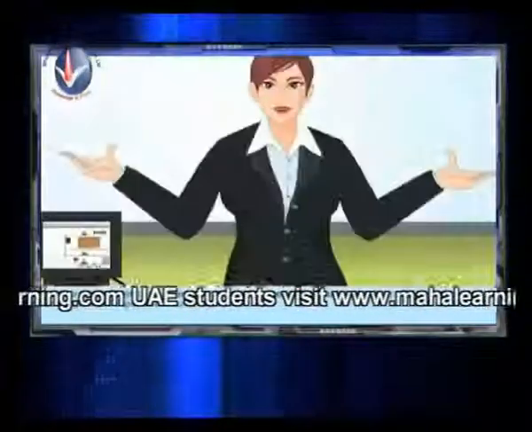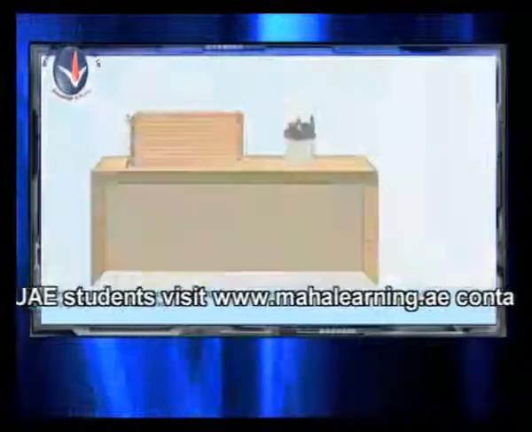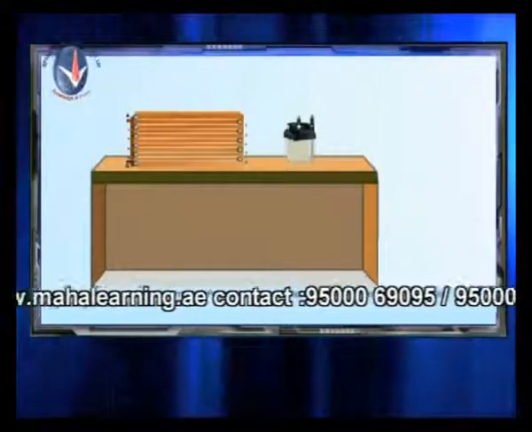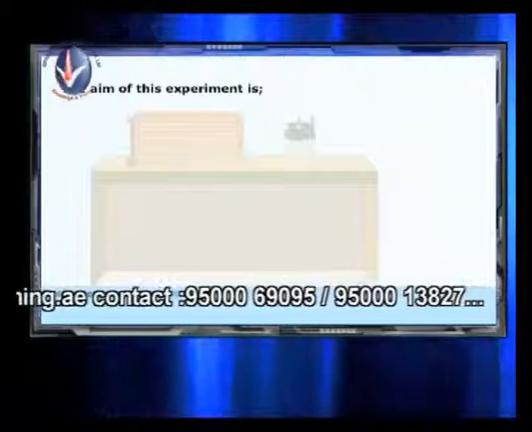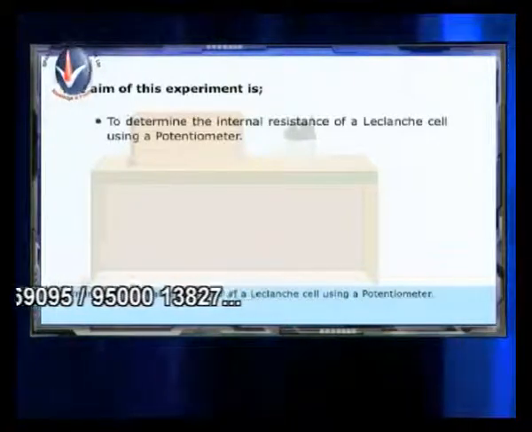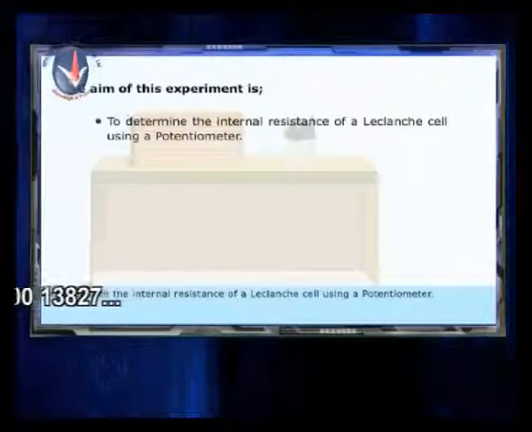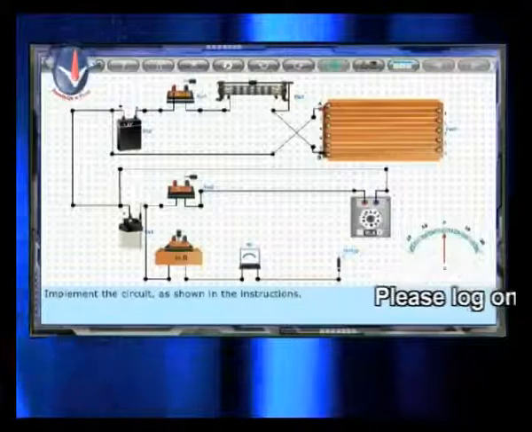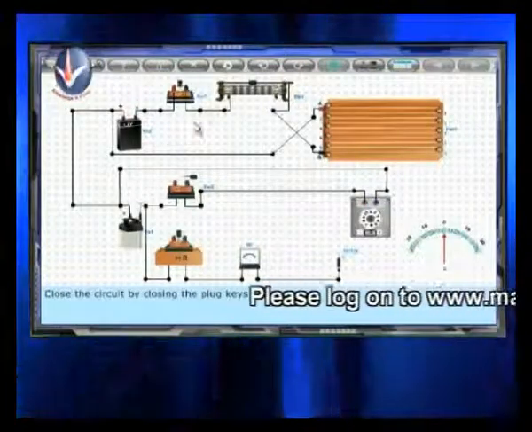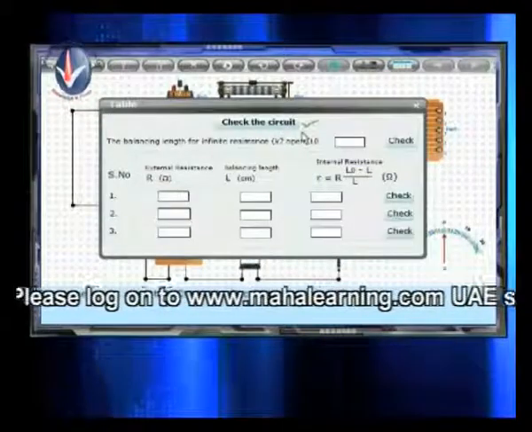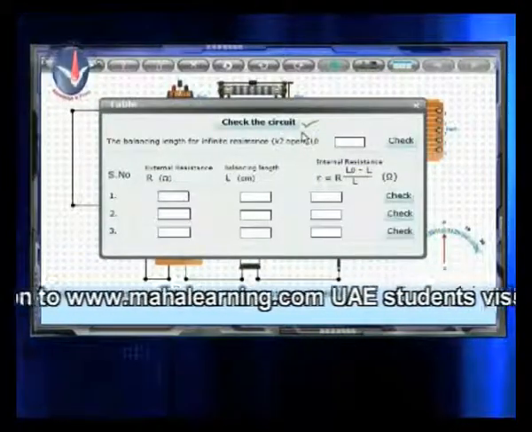Welcome students to the experiment: potentiometer, internal resistance of a cell, system guided lab simulation. The aim of this experiment is to determine the internal resistance of a Leclanché cell using a potentiometer. Implement the circuit as shown in the instructions. Close the circuit by closing the plug keys. Check the circuit using the Check the Circuit button in the table.